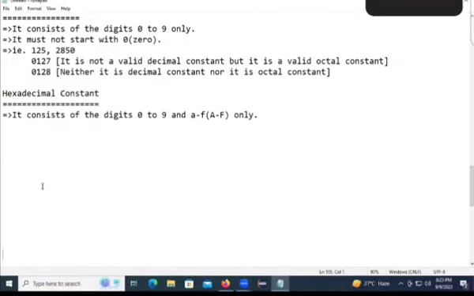See, for example, there is a number, let's say 31. Okay, 31 is a decimal value. I want to convert this into octal. Converting decimal to octal. How to convert decimal to octal?